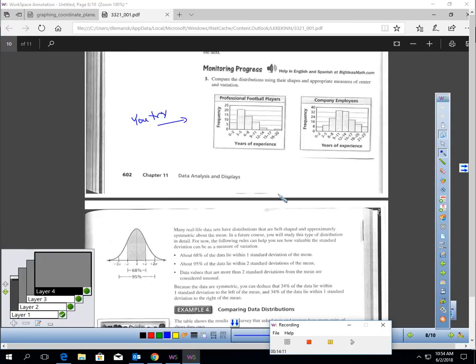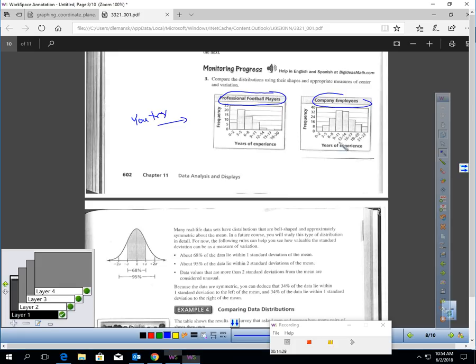Let's pause the video here and have you try. I want you to compare the distributions using the shapes and appropriate measures of center and variation. This is years of experience. We're comparing the years of experience between company employees and professional football players. Go ahead and do that.